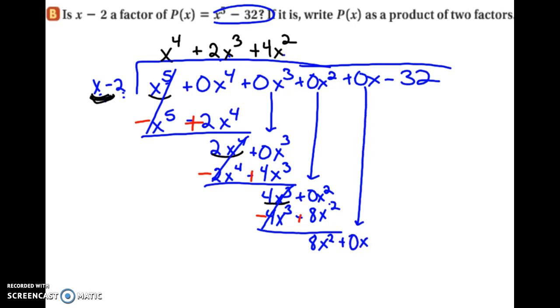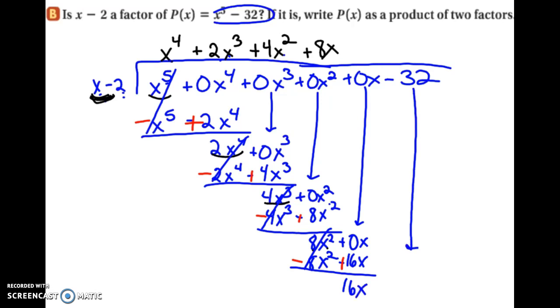So we need to multiply x by something to get 8x squared. Well, that's going to be an 8x. So we need to distribute those. So 8x times x is 8x squared. And then 8x times negative 2 is negative 16x. Again, we change our signs. And we have 0 plus 16x. That's 16x. Bring down the negative 32.